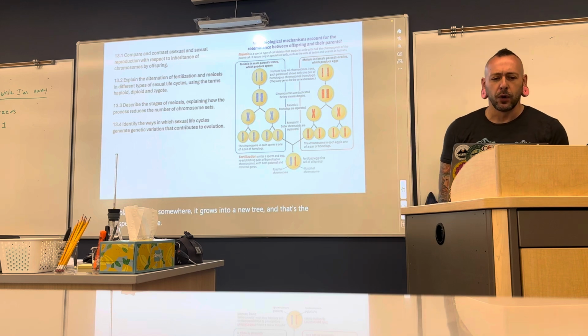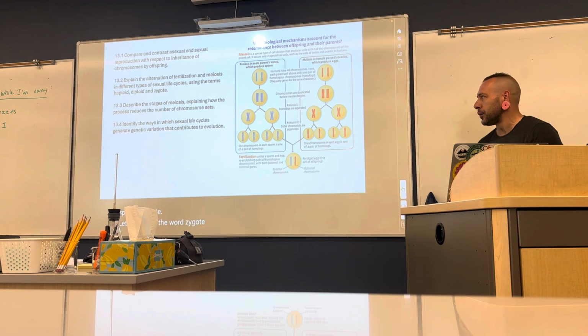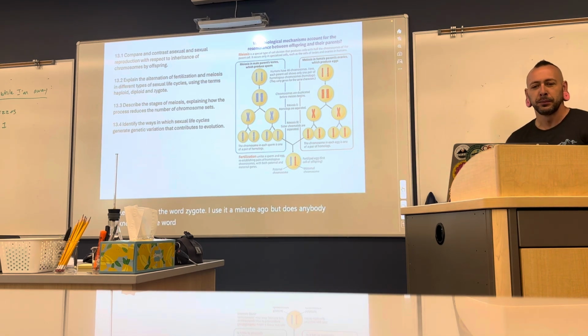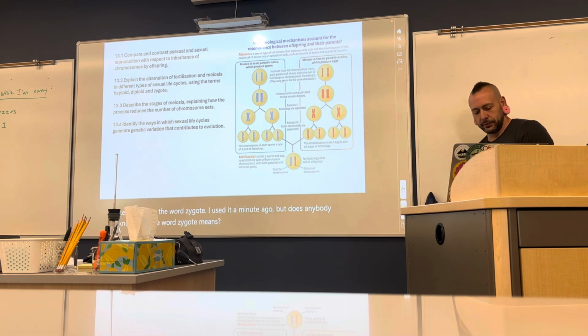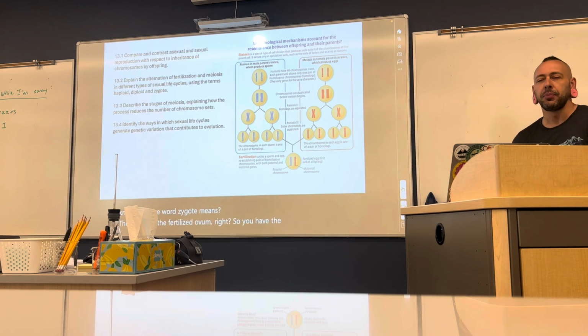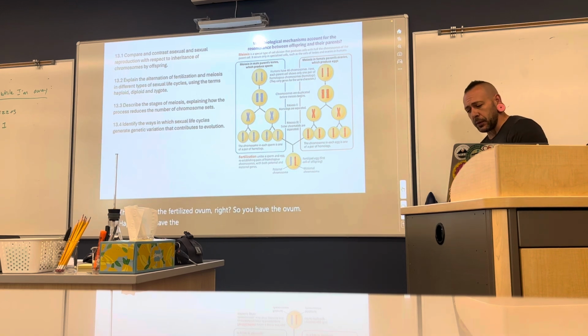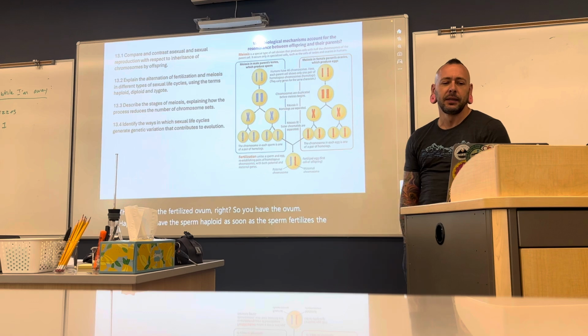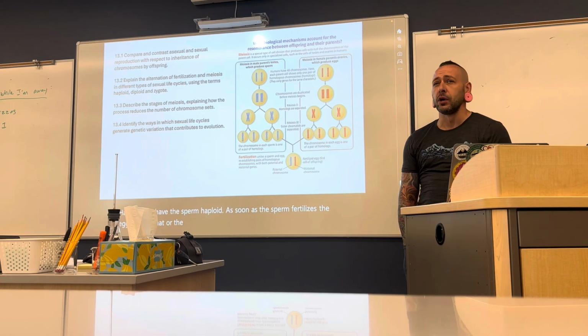Let's see here. The word zygote. I used it a minute ago, but does anybody know what the word zygote means? The zygote is the fertilized ovum. So you have the ovum, haploid, you have the sperm, haploid. As soon as the sperm fertilizes the egg, or the ovum, we call it an egg or a zygote.